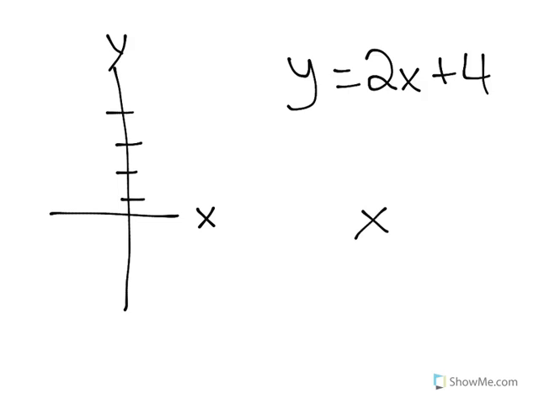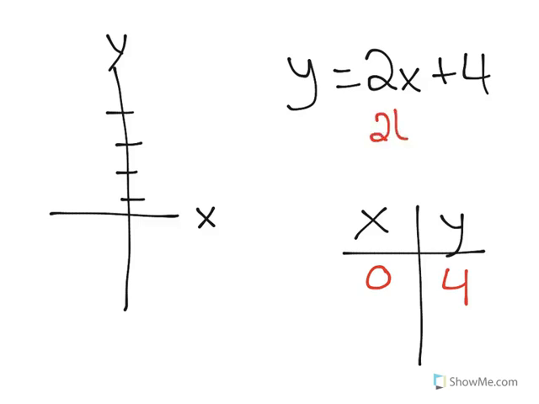And so if we're making a chart, I know that if x is 0, y is going to be 4. And you can double check that if you want. 2 times 0 plus 4 does give us that y equals 4. So that's right. So if I'm graphing this, I'm going to go ahead and put a dot right there at 0, 4.